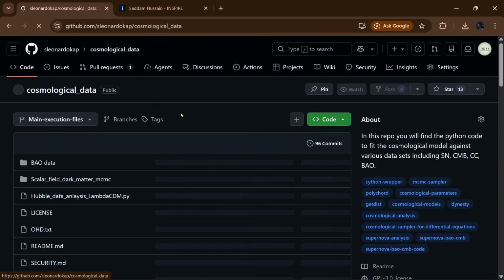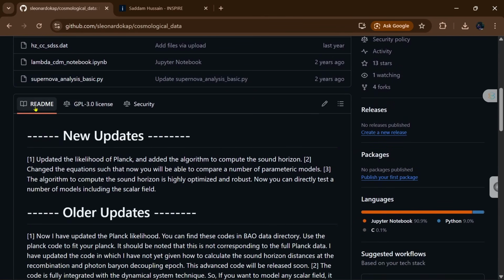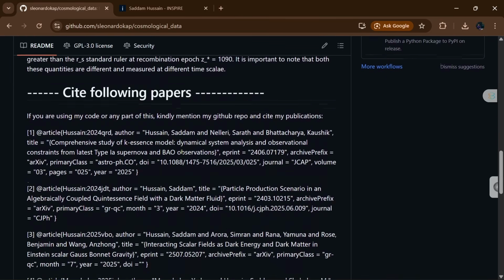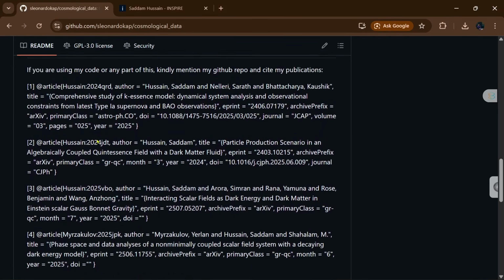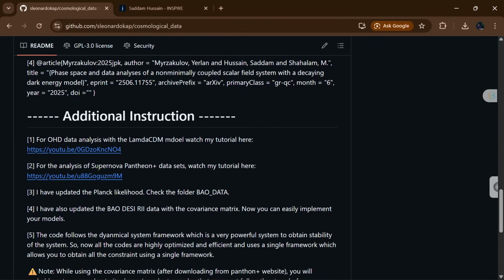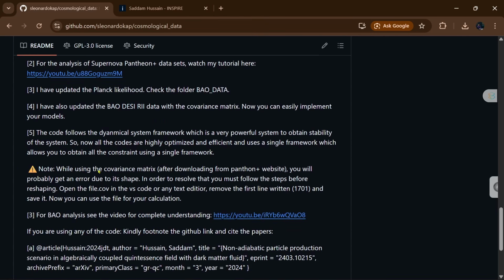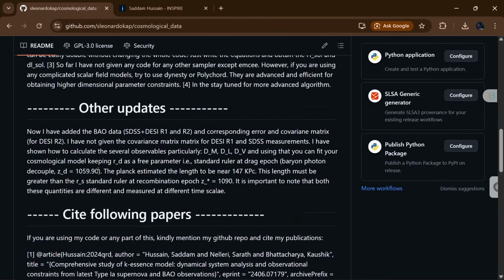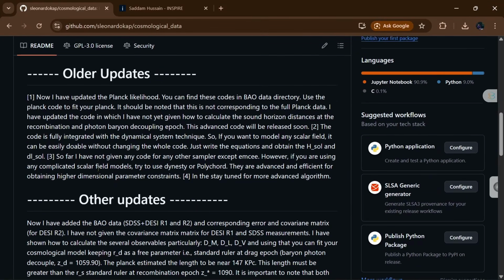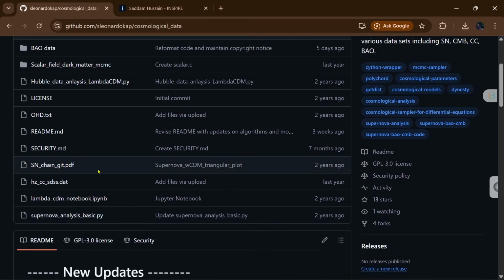Once you click on this, you have to go here. Here you can see a lot of things where you can read the README, and the new updates that I am making very frequently, where I have given what papers you have to cite if you are using my algorithm, any algorithm. And here I have already updated the YouTube links you can find in order to understand those particular codes. But in this video I have updated everything, so you have to look at this video if you don't understand how to write your own code and how to use it.